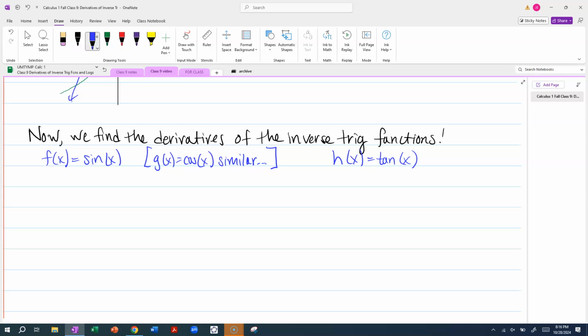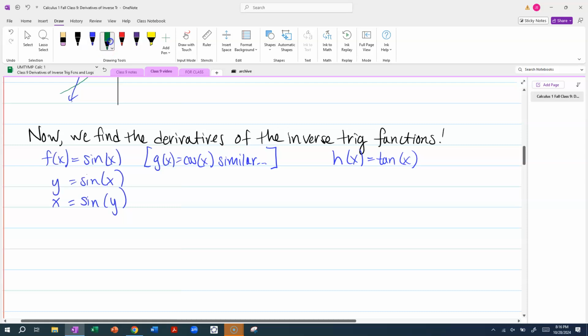So the idea with the inverse trig functions, and the whole reason we need to pause and do implicit differentiation, is because we're actually going to employ techniques from implicit differentiation. The idea with an inverse trig function is that the input and output switch. So I'm going to switch the inputs and outputs: x is equal to sine of y, right? And then next I want to differentiate this with respect to x.